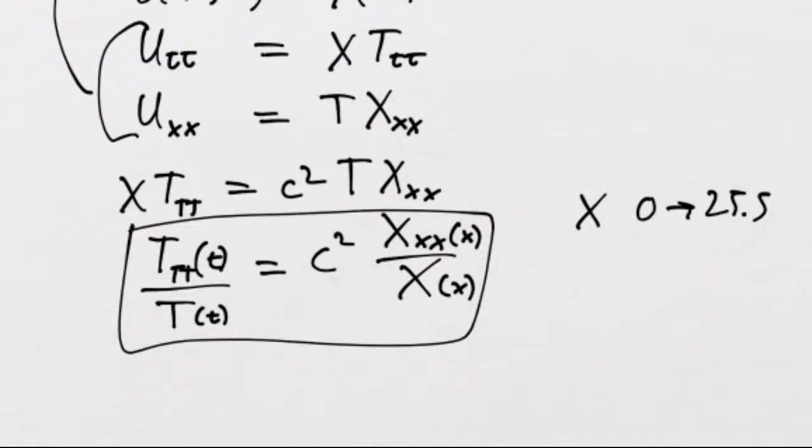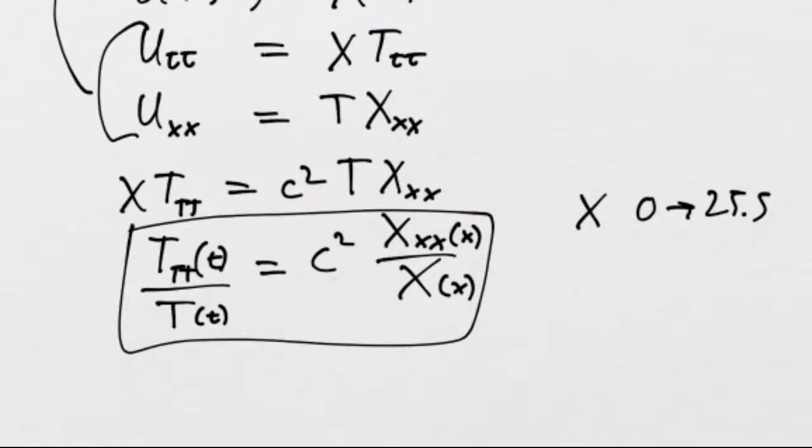Likewise, if I change time, if I go to one spot on the string and I watch it in time, T is a function of time, so that'll change with time, and T's second derivative is a function of time, so that'll change with time. But nothing on this side changes with time.